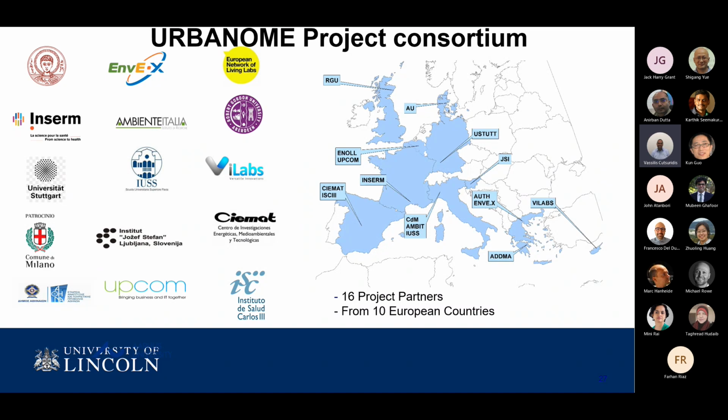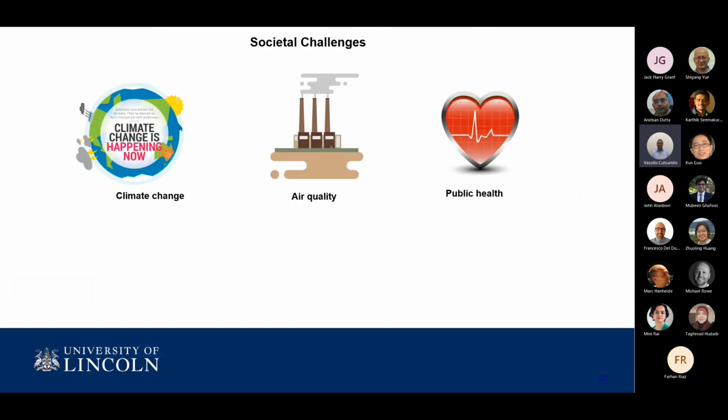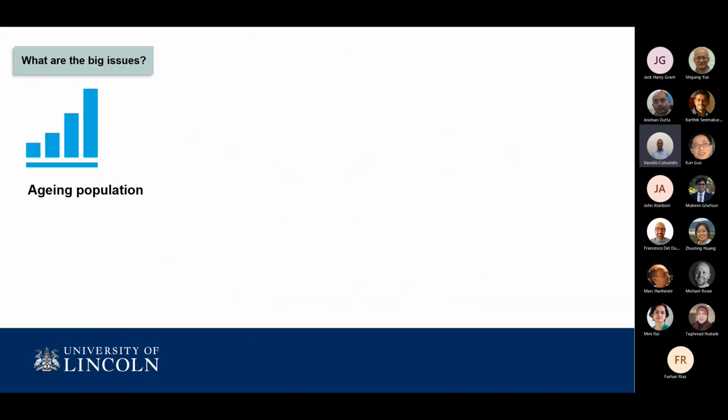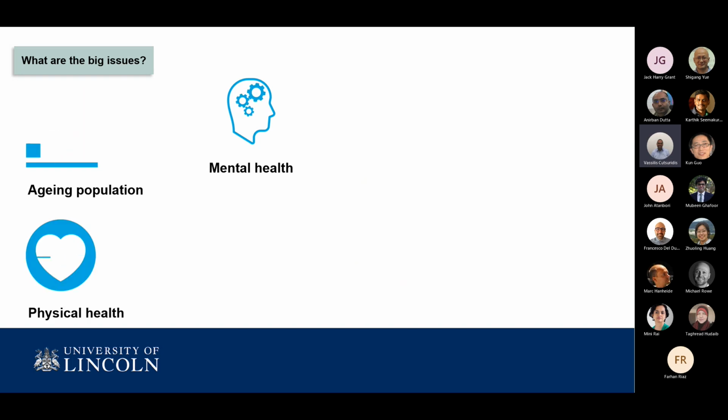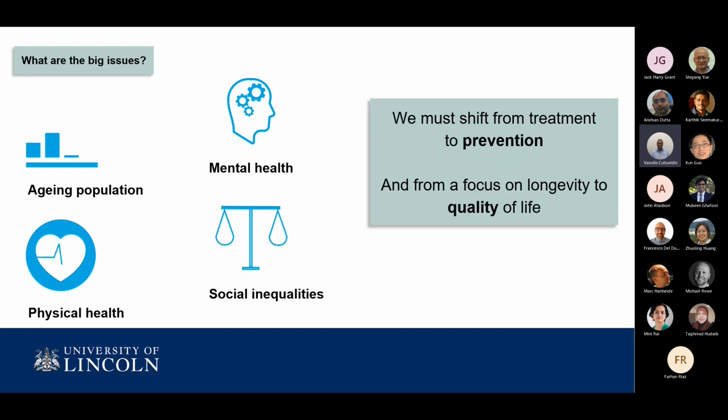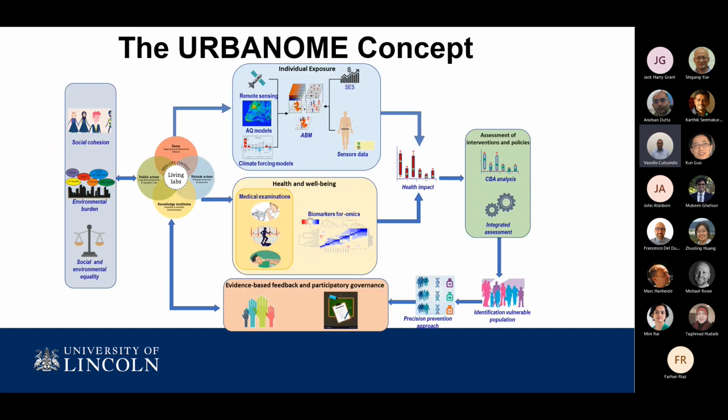So, last but not least, I think we already discussed it. It is a European-funded project that is currently running at my laboratory in Greece. It is the URBANOME Project Consortium, which is trying to relate climate change and air quality issues with public health. We are focusing on the aging population, aiming to tackle physical and mental health difficulties, and especially on the most vulnerable ones. Our motto is to shift from treatment to prevention and from longevity to quality of life.